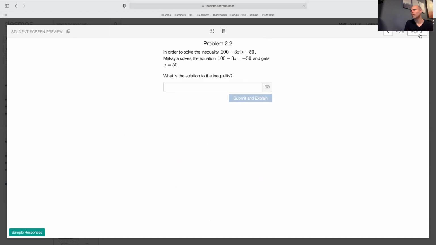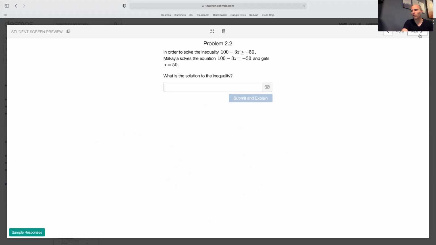All right, so in order to solve the inequality, 100 minus 3x is greater than or equal to negative 50, the one we just did on the previous screen, Michaela solves the equation 100 minus 3x equals negative 50 and gets x equals 50. What is the solution to the inequality?